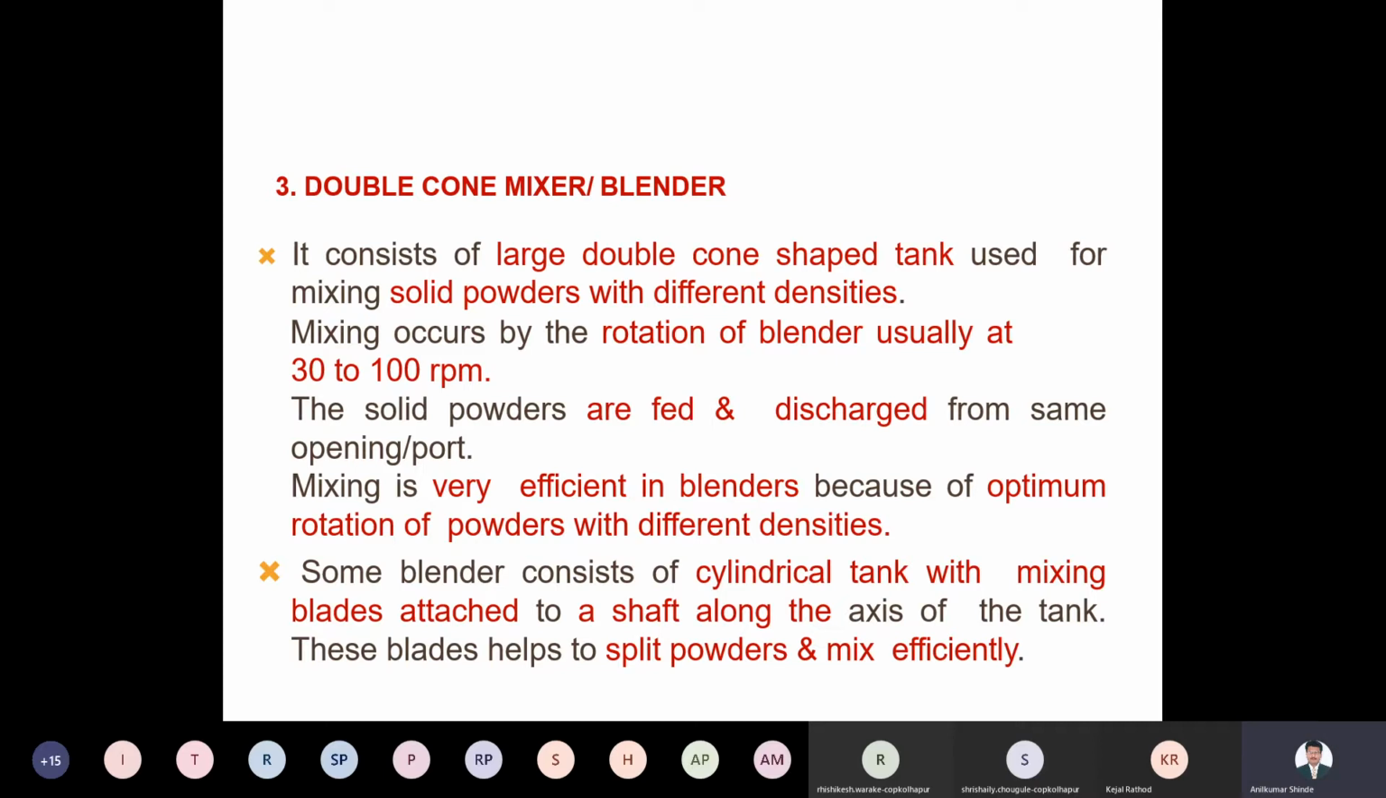Then some blenders consist of a cylindrical tank with mixing blades. Small blades are attached inside. Some have the same double cone, and inside that cone we attach different blades. Why is this blade required? Because the blade attached inside gives some shearing action, right?